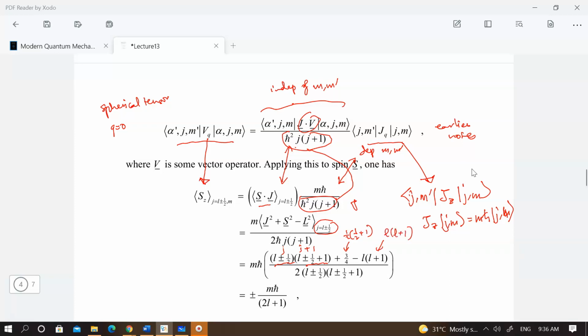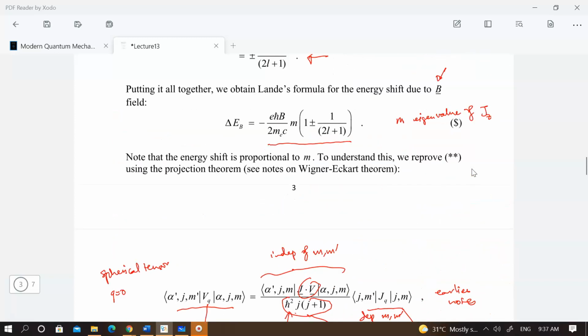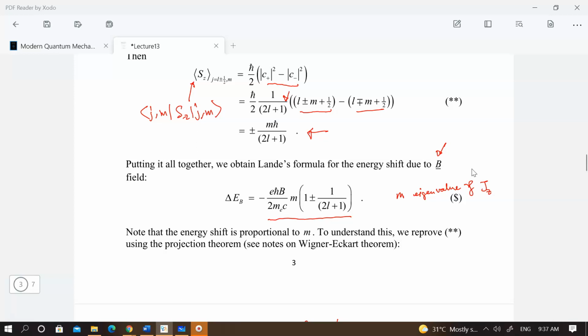The same thing over here: your J will be replaced by L plus or minus half. You can simplify this, and then you get back to the original expression that we had. In other words, that's the reason why this factor of m appears inside your energy shift.